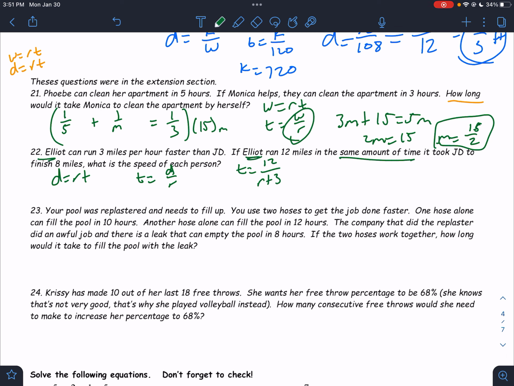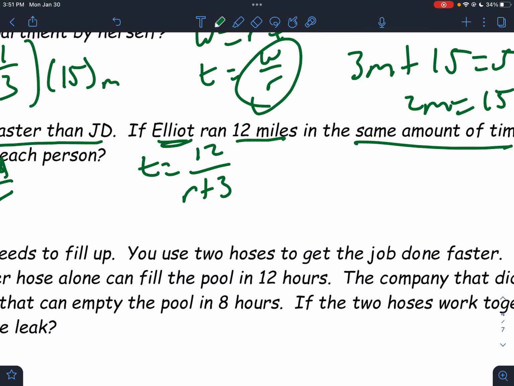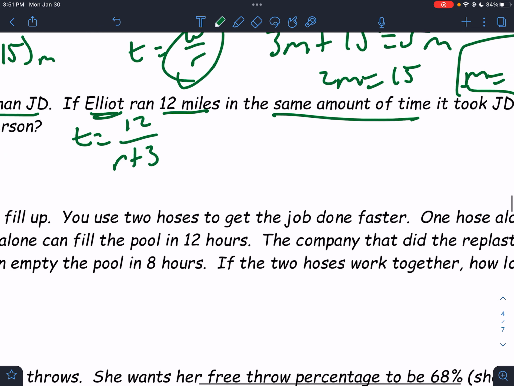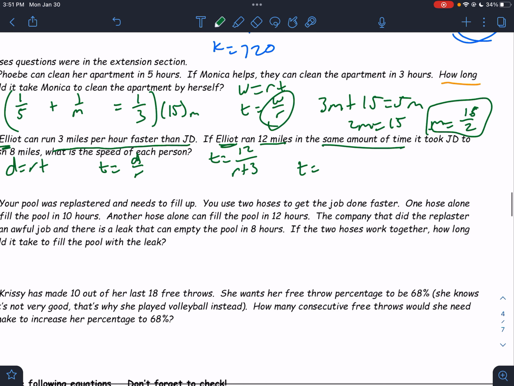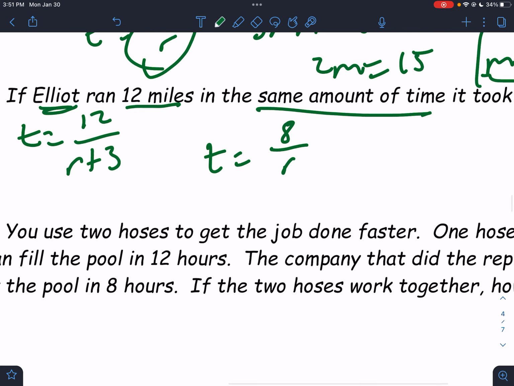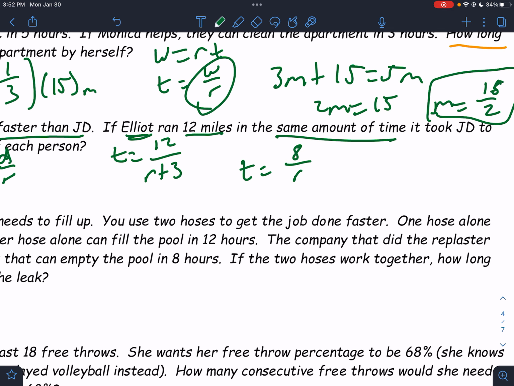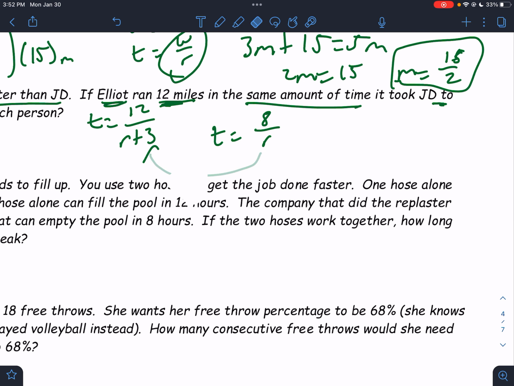So if we focus on Elliot, Elliot is 3 miles per hour faster than JD. They're running 12 miles, so his time would be 12 miles divided by JD's rate plus 3. Whereas JD took the same amount of time to run 8 miles, going his rate. So T equals 12 over R plus 3 for Elliot, and T equals 8 over R for JD, because it's his rate plus 3, and his number was 12, and his number was 8. Yeah, I like it. And those are both equal to T.